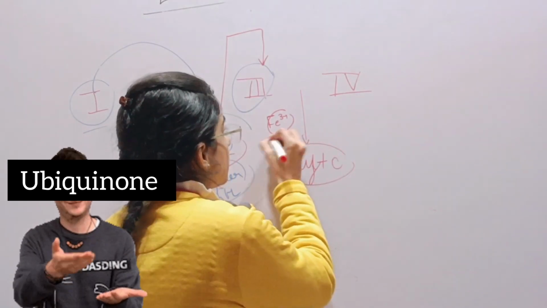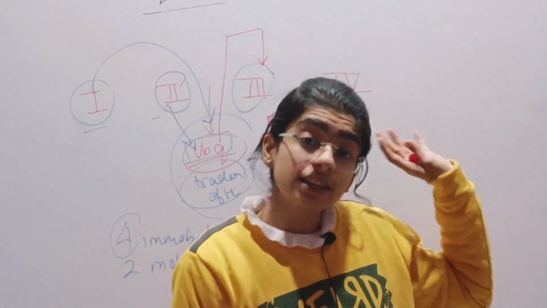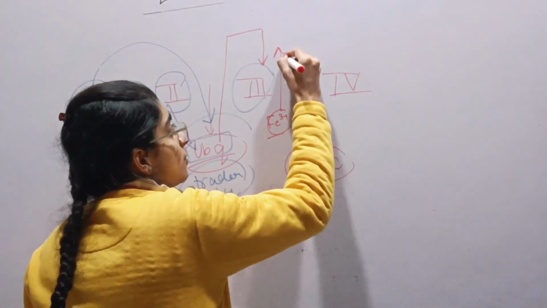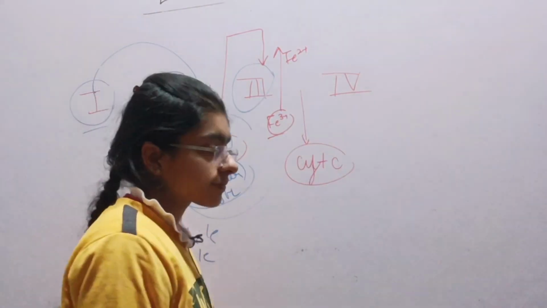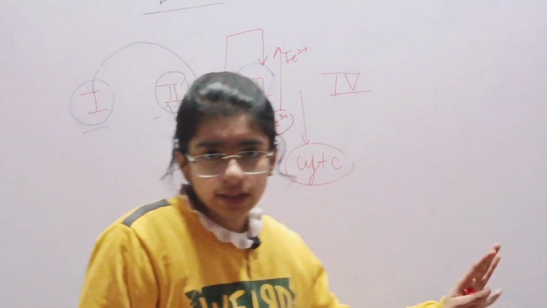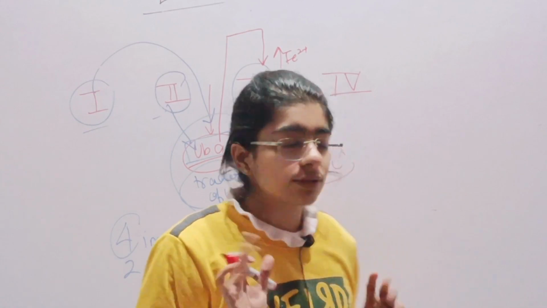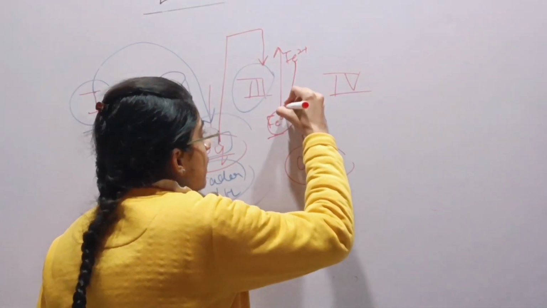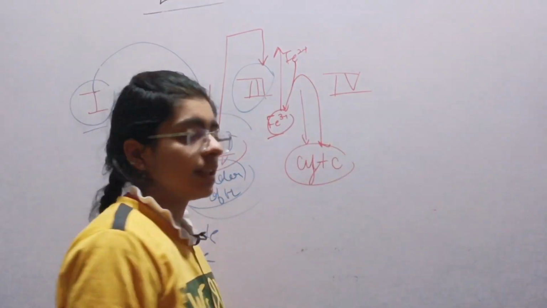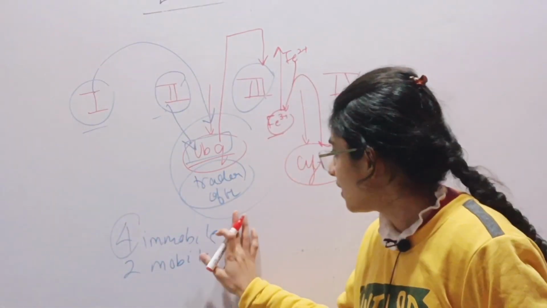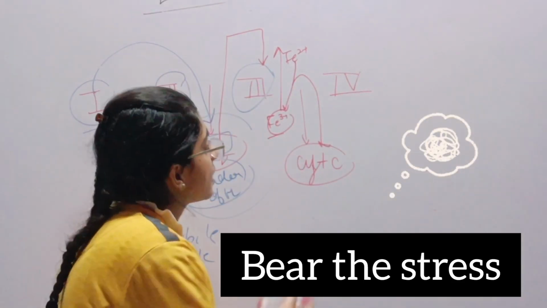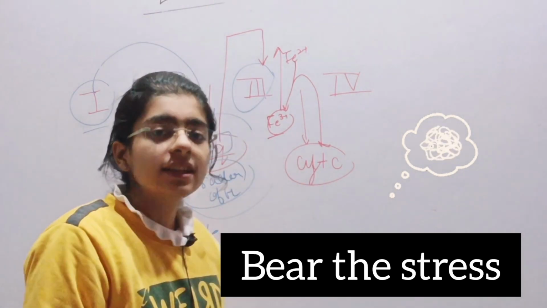So Fe3+ will take the hydrogen, will take the electrons, we can say ultimately, and will produce Fe2+. So it has taken electrons. Now 3 is also saying, I can't handle so many electrons with me. So it will again form Fe3+ and transfer the electrons to cytochrome C. I told you, ubiquinol and cytochrome C are very hard working. They will bear the stress. So ultimately cytochrome C will take the electrons.